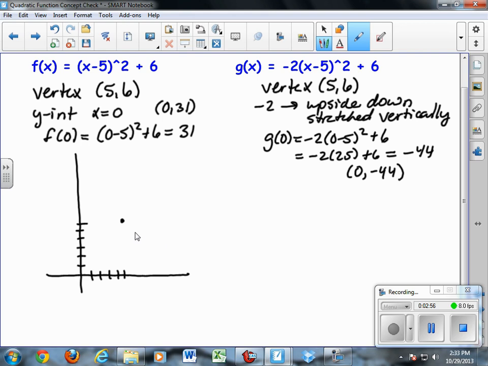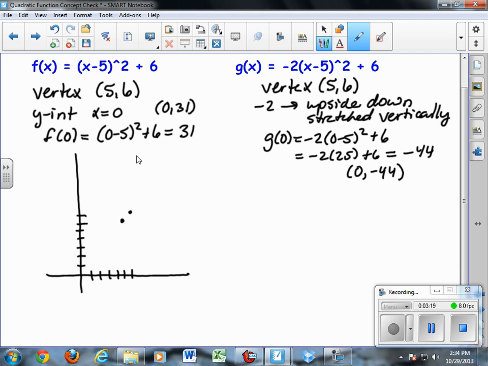So I probably am not going to plot that. So what should I do? Well, I know the point 5, 6. So let's see what happens if I put 6 into the equation. If I put 6 in the equation, I get 6 minus 5 is 1. 1 squared plus 6 is 7. So all it did is move the graph up 1. Well, doesn't that make sense? Over 1, up 1, because I have a slope of 1 here.